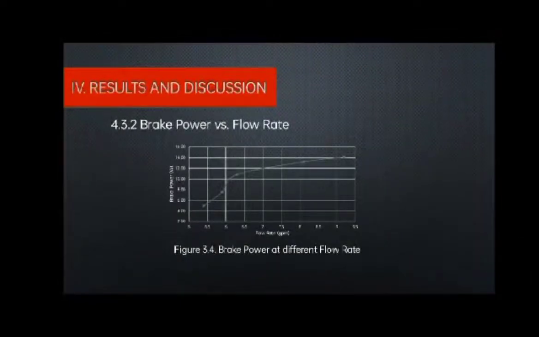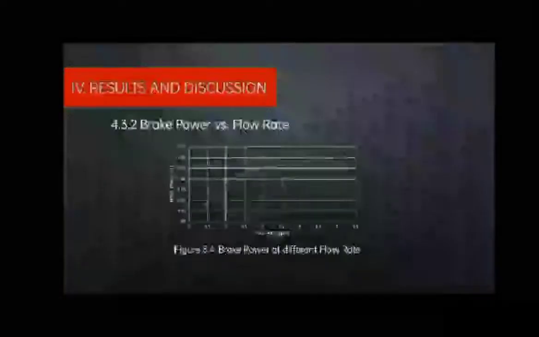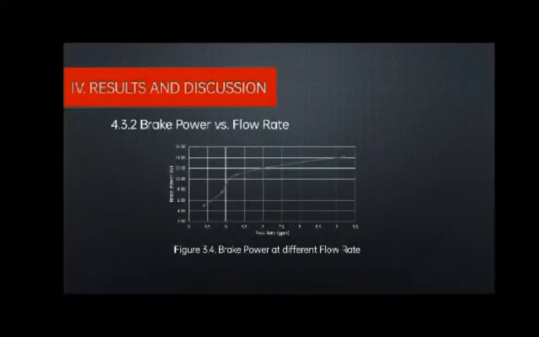Brake power versus flow rate. The calculated brake power at different flow rates was presented in Figure 4.4. The maximum brake power obtained was 14.12 watts at a flow rate of 9.2 gallons per minute. The brake power of the turbine increases as the flow rate of water also increases. This is due to the increase in hydraulic input power of the water to the turbine, which results in an increase in angular speed of the turbine as presented in Figure 3.3.